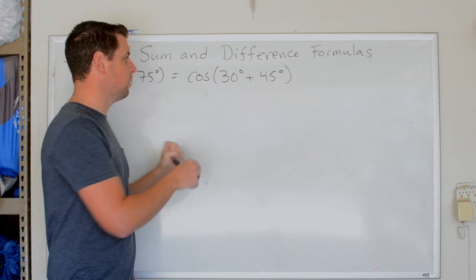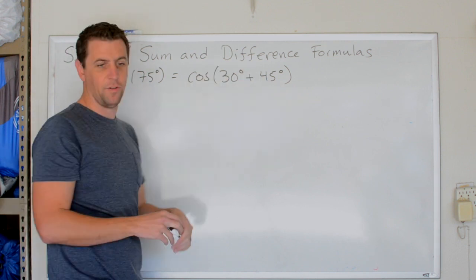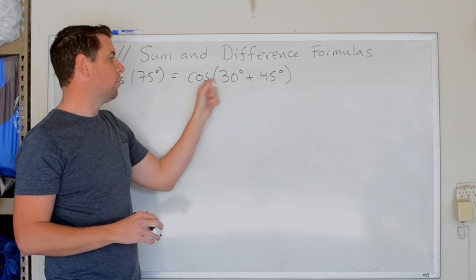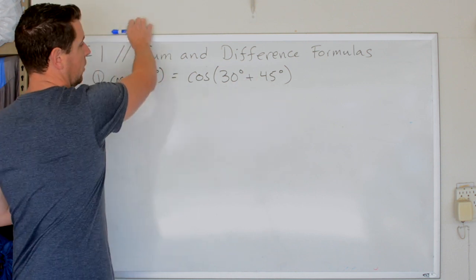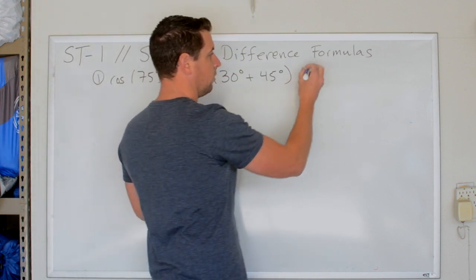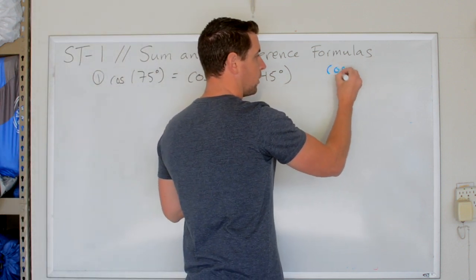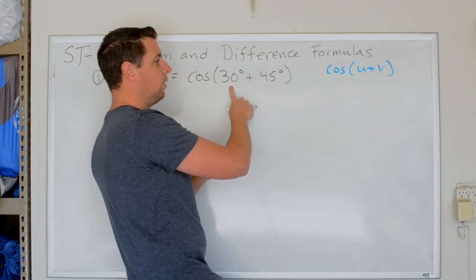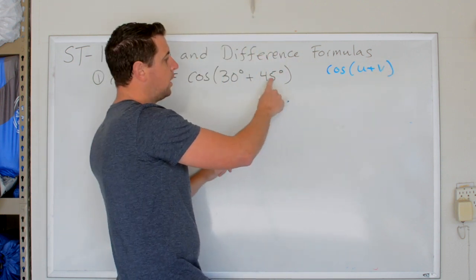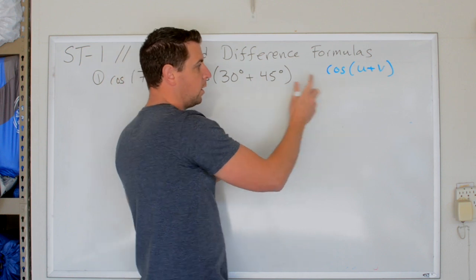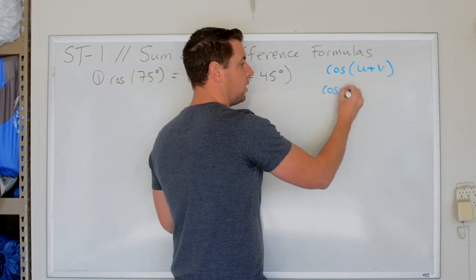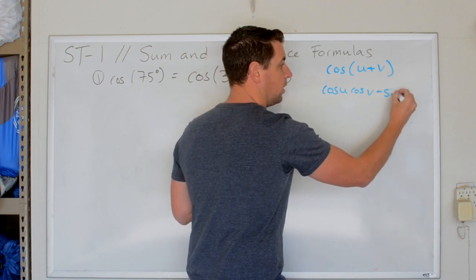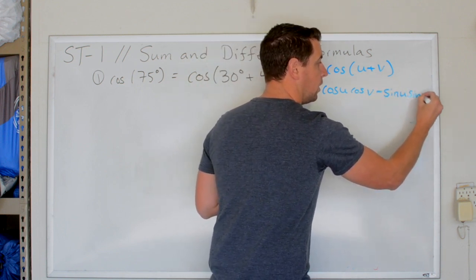Please don't make the mistake. Some people think that they can just distribute the cosine and evaluate those. It doesn't work that way. At this point now we need to use the sum formula for cosine. So you're going to look at that pink sheet or back in your notes, and you're going to look up the formula for cosine of u plus v, which is what we have here, 30 degrees representing the u and 45 representing the v. And you'll see that this was equal to cosine u, cosine v, minus sine of u, sine of v.